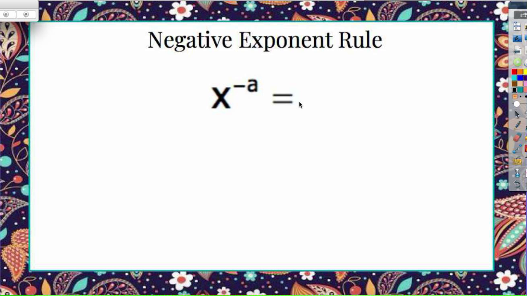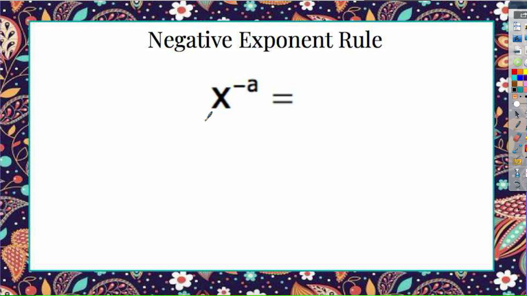Alright, so now we are to the negative exponent rule, and I briefly talked to you about it just a moment ago. A lot of times people will use the word reciprocal when dealing with this, and it's technically kind of true, but it leads to a little bit of misunderstanding.